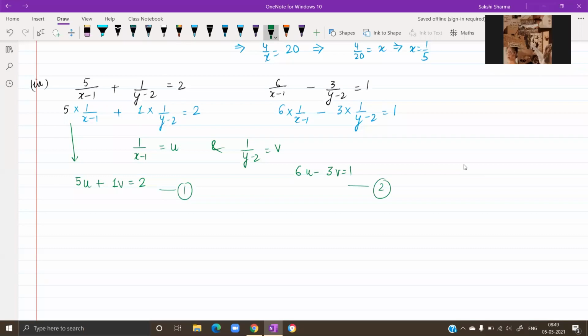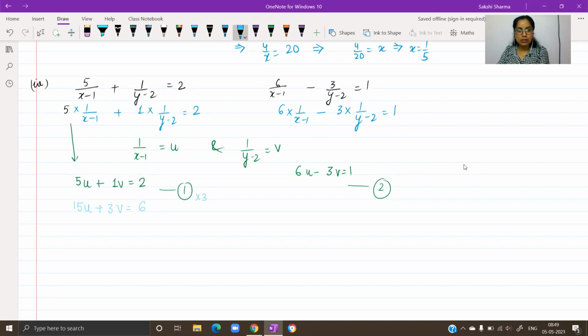Ma'am, we can multiply 3 on the first equation. First equation can be multiplied with 3. And the second one? Okay, that will do our job. 15u plus 3v equals to 6. And I can now add the second equation.